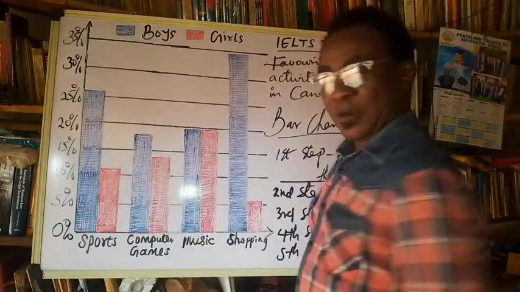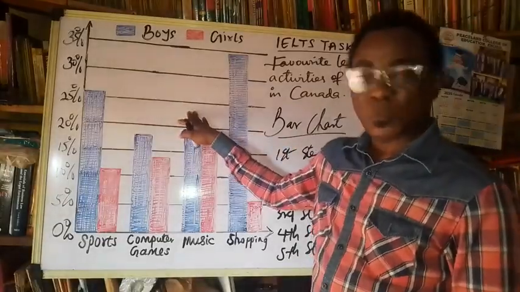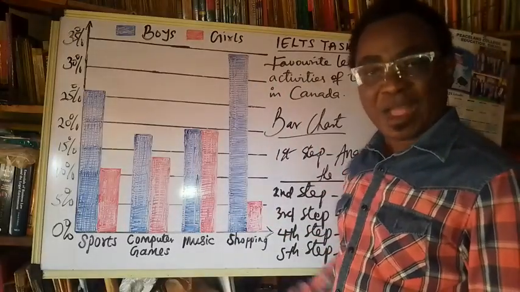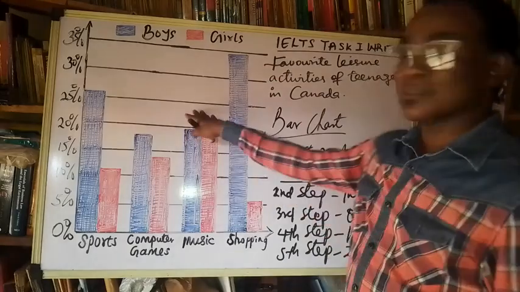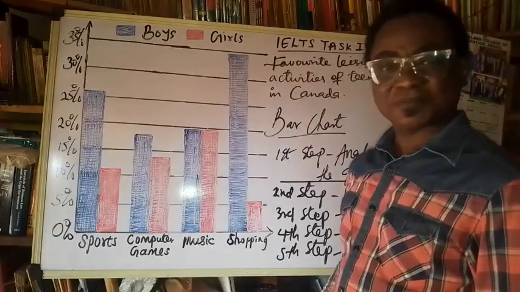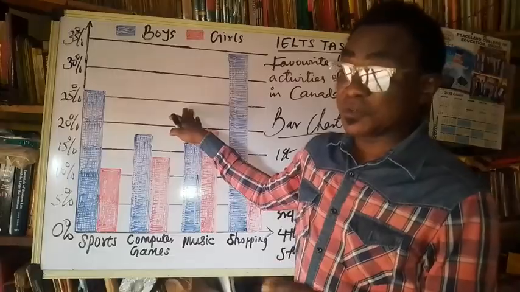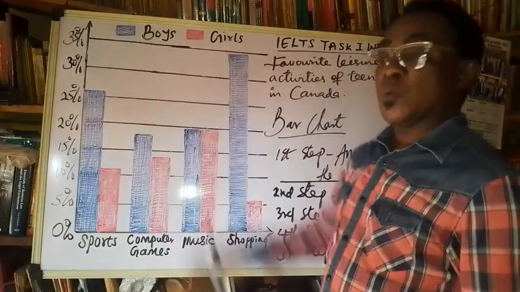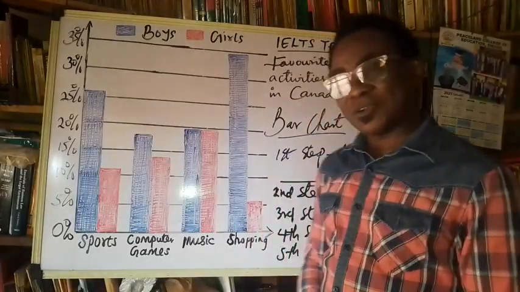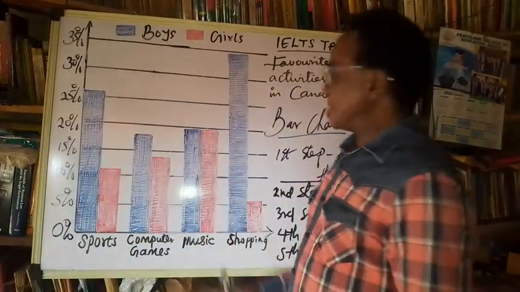But let us carry on. What do we do next? First, we should study the graph, that is the bar chart. We should study the chart, and having understood the chart, we will now start talking about the question. You can call the question the prompt. Let us take a look.